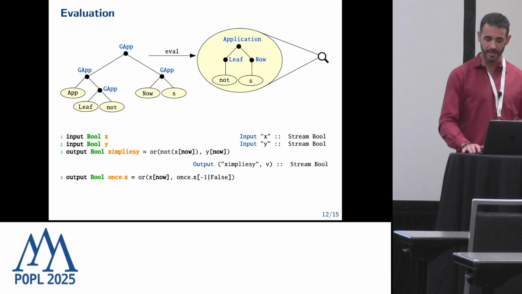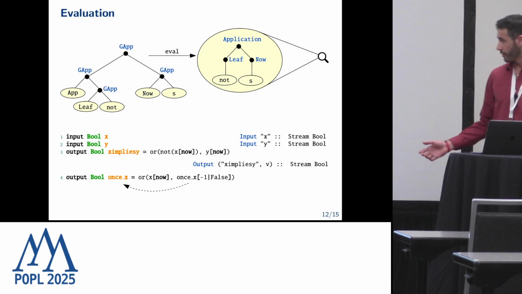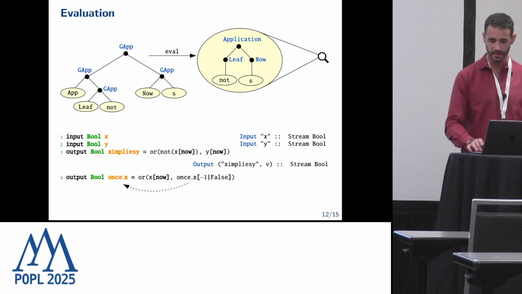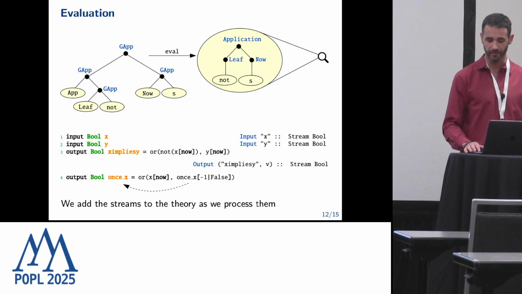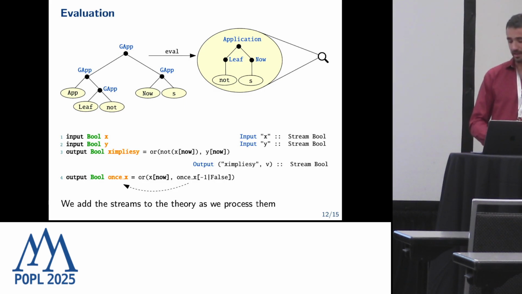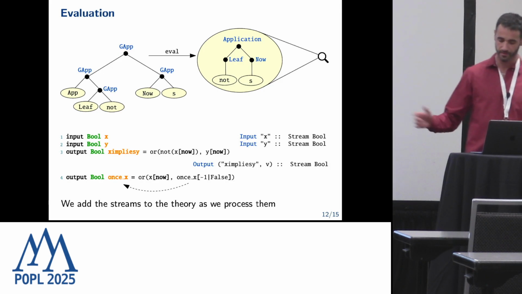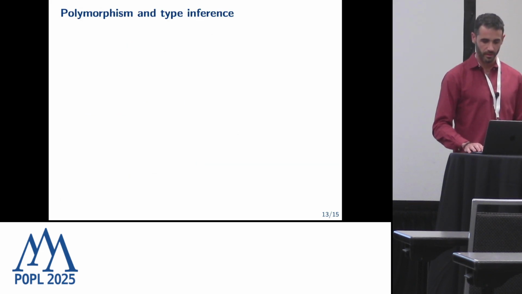But since a stream can refer to itself, we have to do that as we are processing the specification. But we can do it recursively, and everything works. So as we are processing the specification, we add every symbol of the defined streams to the theory themselves.